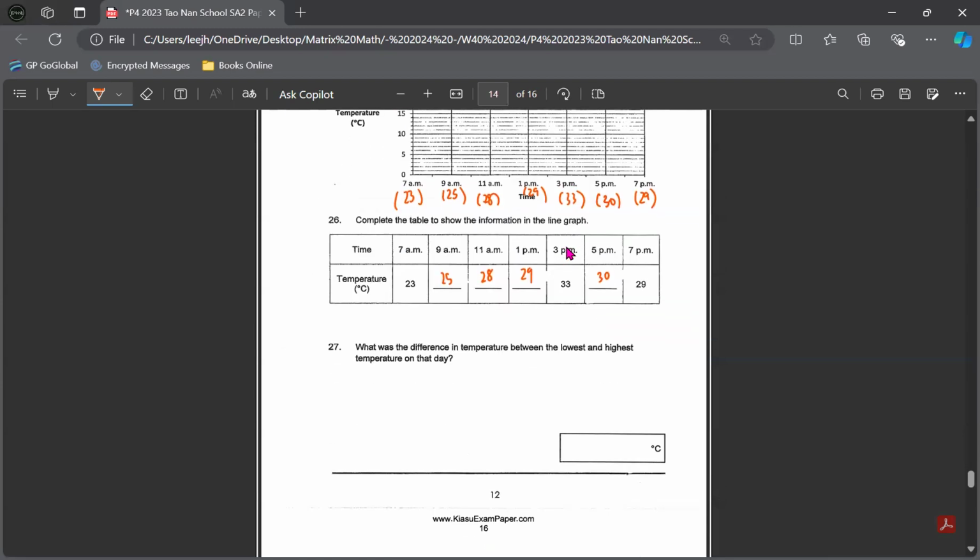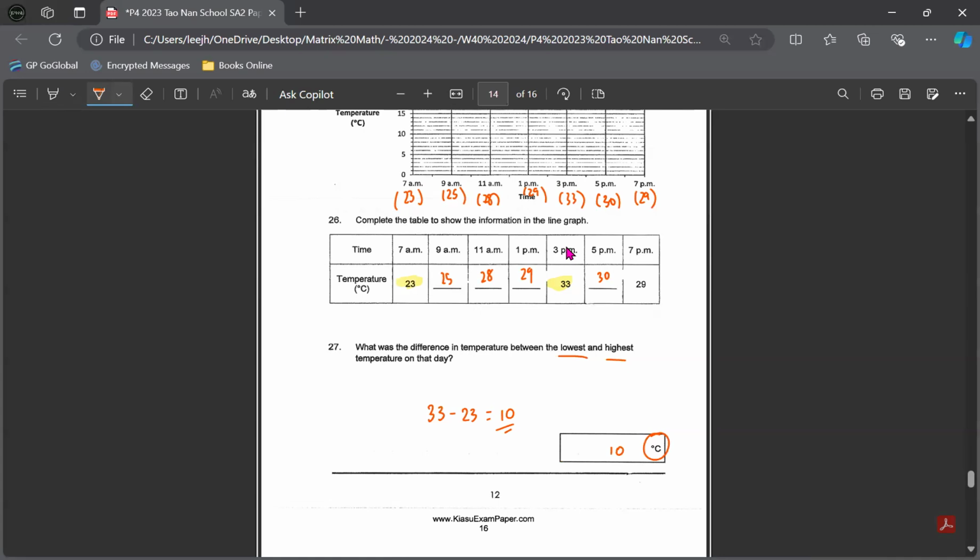Question 27. What was the difference in temperature between the lowest and the highest? So which one is your lowest? You can see that it's actually 23. Which one is the highest? It's actually 33. So just find the difference. 33 minus 23. Answer is 10. 10 degrees Celsius. See? Unit given. So just write the value down.